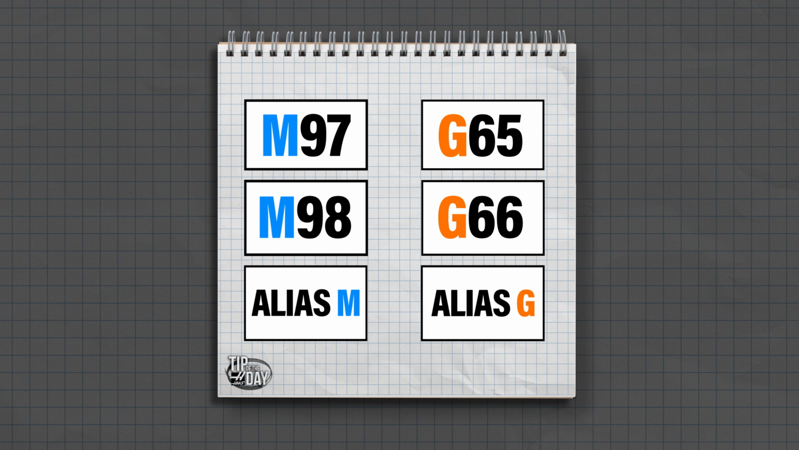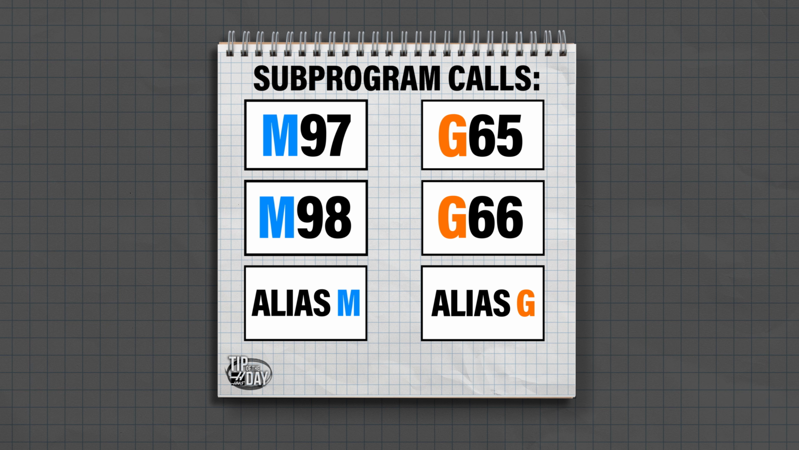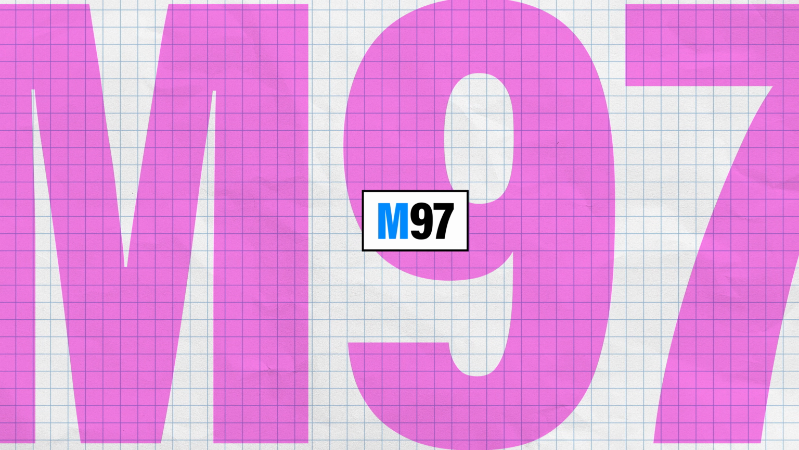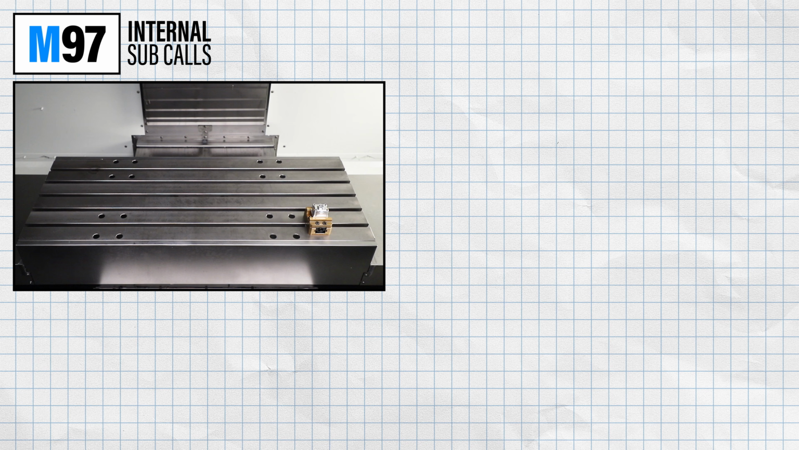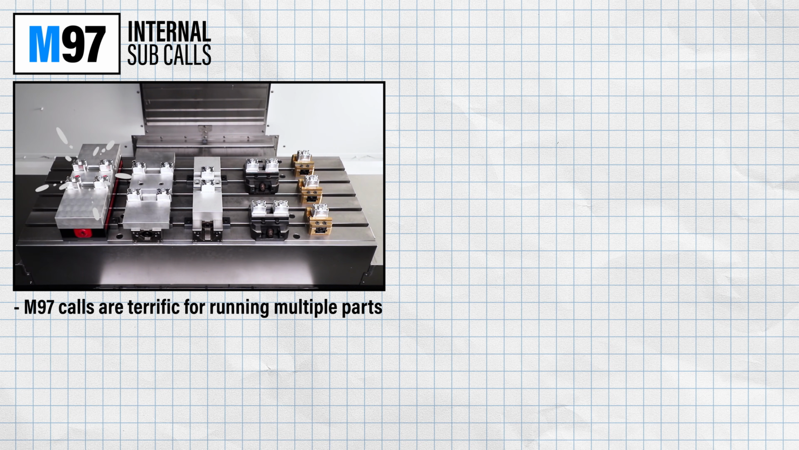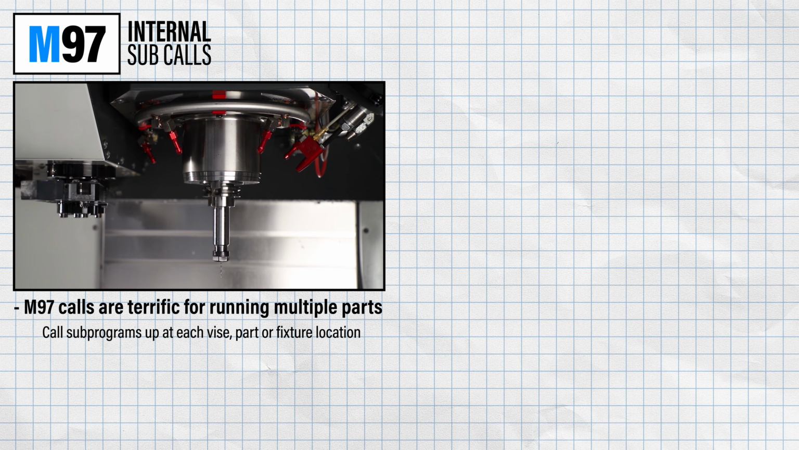Now, I have lumped all of these codes together because they are related. They are all subprogram calls of one type or another. M97 internal subcalls are terrific when we need to run multiple parts. We can create subprograms with our code and call them up at each vice, part, or fixture location. Now, this code is a moneymaker.